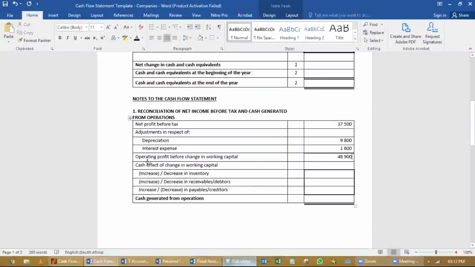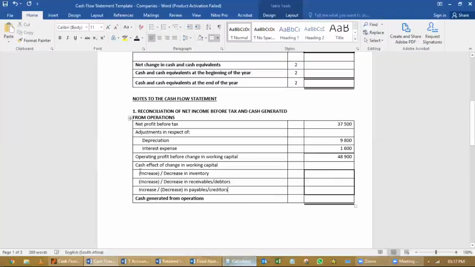Then we have to take the effect of our working capital into account before we can get the total cash generated. Alright. So our working capital consists of our inventory, our receivables or our debtors, and our payables or our creditors. What this means is what change was there in my inventory, what change was there in my debtors, and what change was there with my creditors.